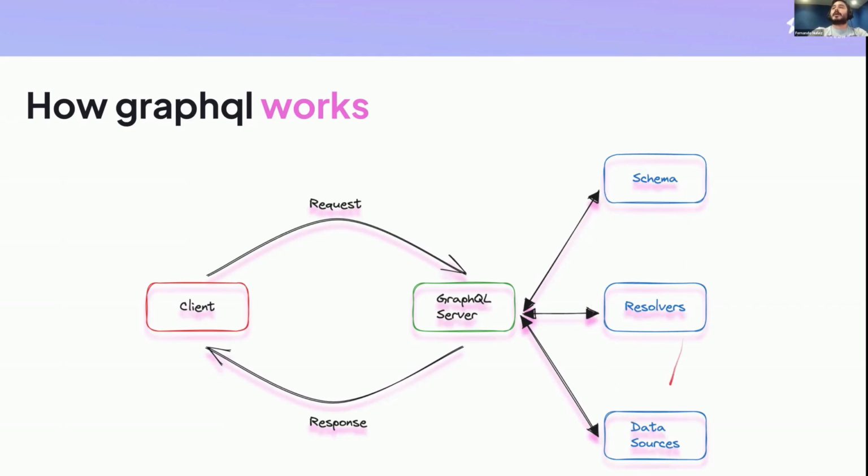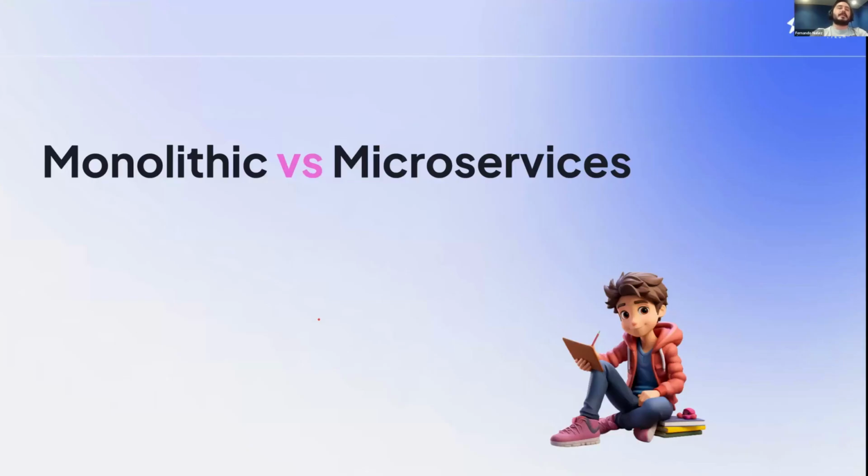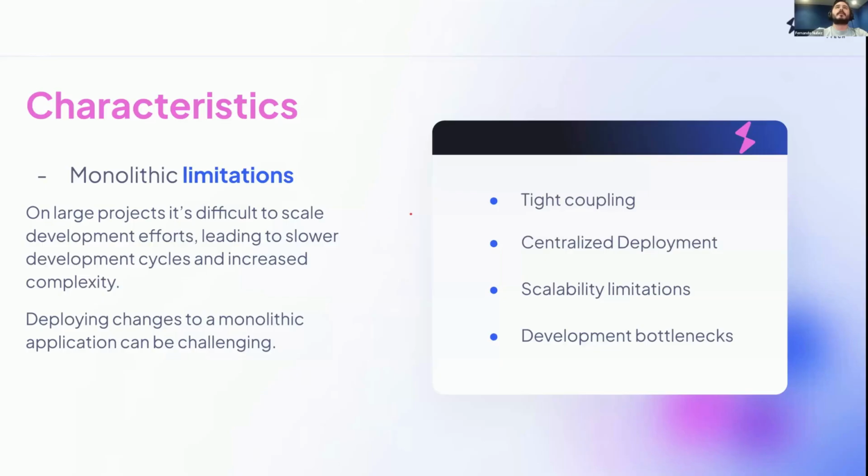So with these three sets of components combined, the GraphQL server can get the information that it needs, and then combine the data received from the resolvers and return a response to our clients. So this is basically a summary of what GraphQL does and how it works. Moving a little bit to monoliths and microservices to have some context.